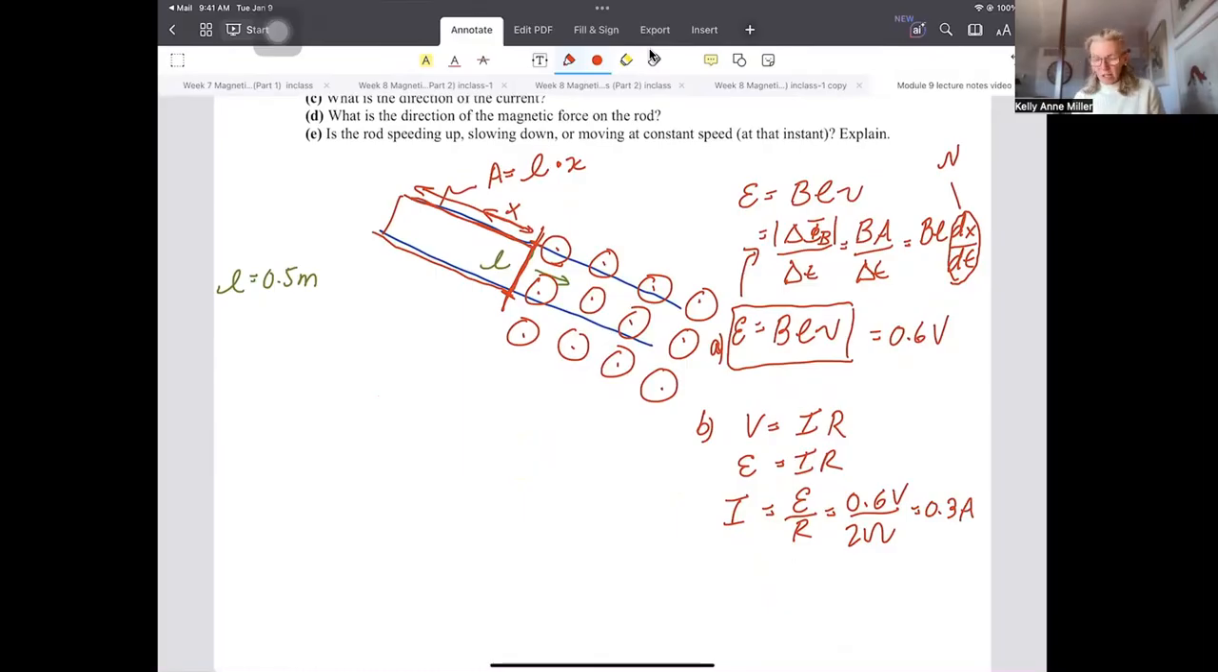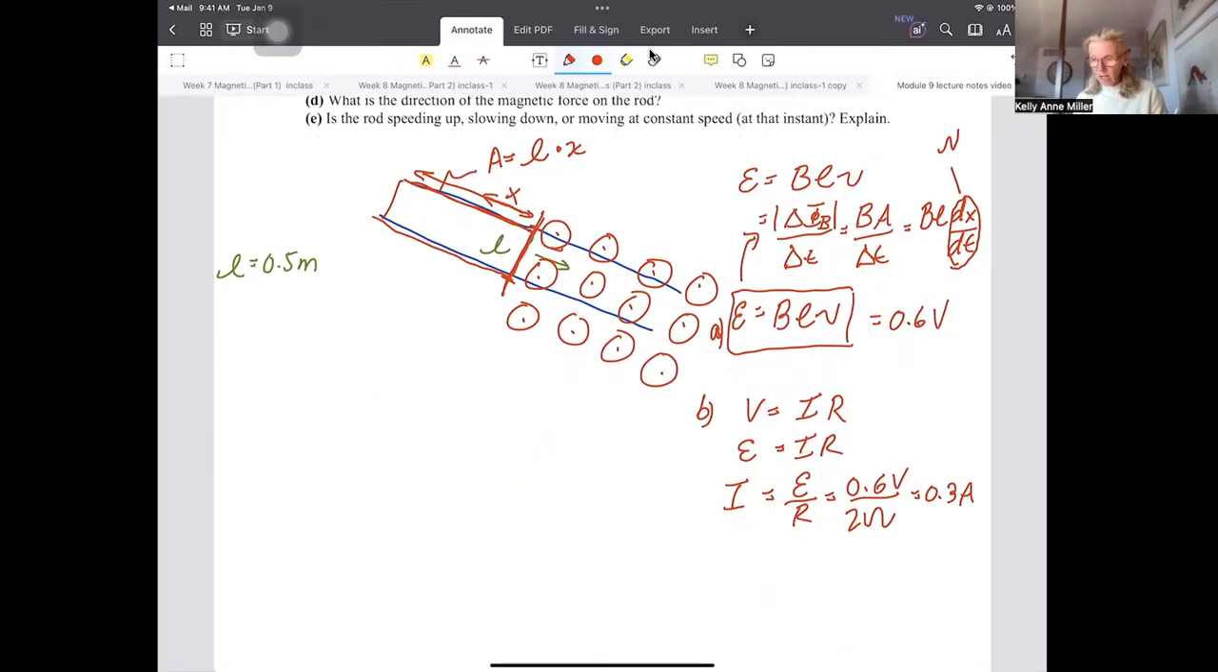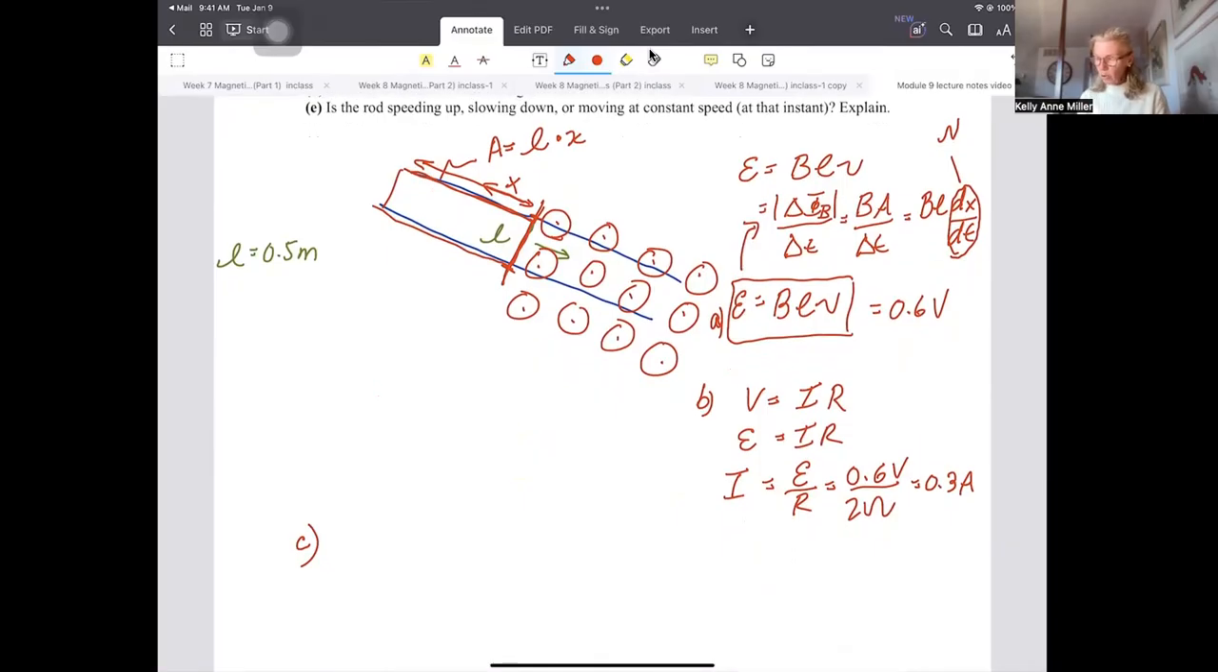Okay, what is the direction of the current? Good question. So the flux is increasing out of the page, okay? Out of the page. So it's increasing in this direction.